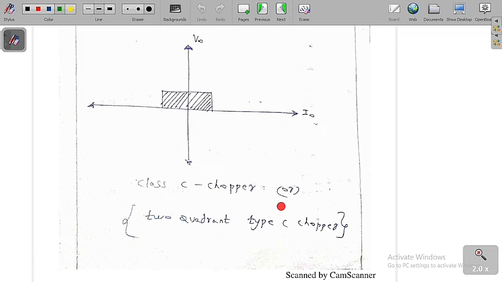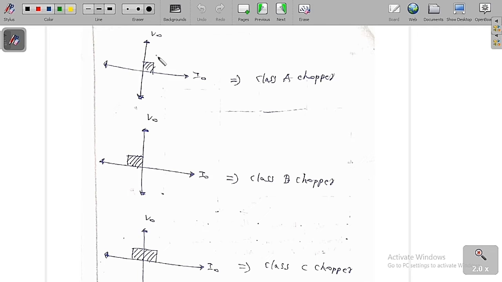So now I will discuss different types of choppers in power electronics. If you draw the graph between V0 and I0, if it is lying in the first quadrant, meaning V0 is always positive and I0 is always positive, it is said to be a class A chopper. Suppose V0 is always positive but I0 is negative, it is said to be a class B chopper. Whereas class C chopper is a combination of class A and class B, where V0 is always positive but I0 can be positive or negative.